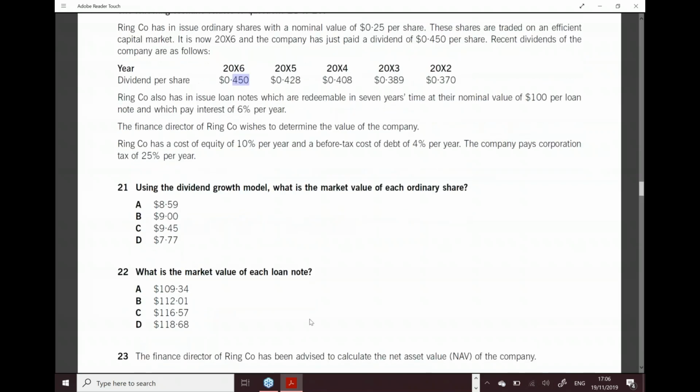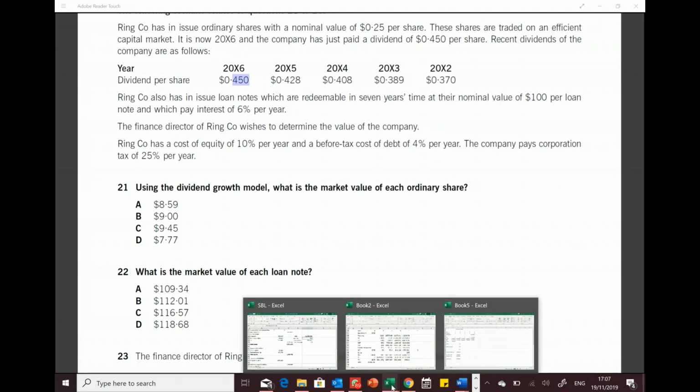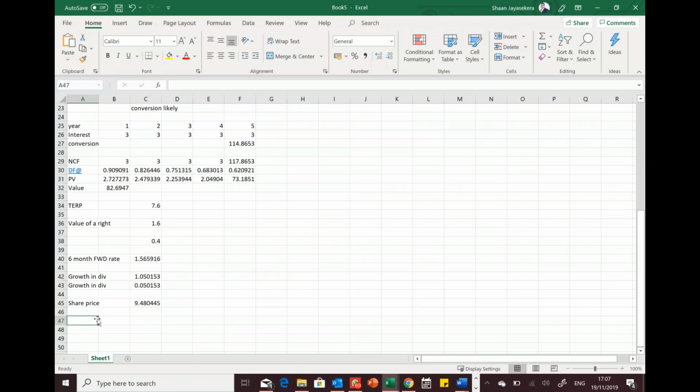What is the market value of each loan note? Now, to work the market value of each note, I'm not going into the detail, okay? The value of each loan note will be the present value of the future cash flows. So the loan notes are redeemable in 7 years and their nominal value is 100, you're paying interest of 6%. So the loan notes will work like this, years 1, 2, 3, 4, 5, 6, and 7.